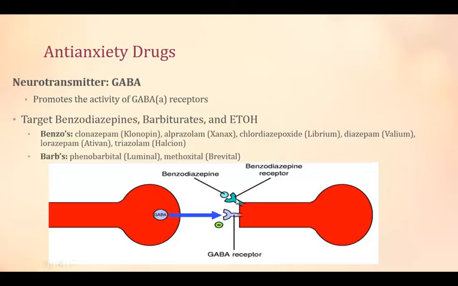So right here, if you look at my cursor, here's your anti-anxiety medication. It's going to take up the space on this receptor, which leaves GABA freely open to pass through and slow down this transmission along the postsynaptic cell. Okay.